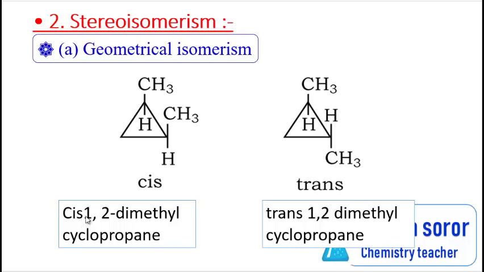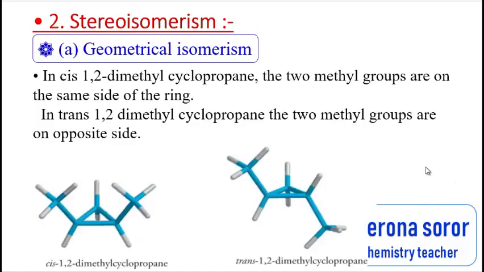In the cis isomer, the two methyl groups are in the same direction. In the trans isomer, the two methyl groups are in opposite directions. In cis 1,2-dimethyl cyclopropane, the two methyl groups are on the same side of the ring. In trans 1,2-dimethyl cyclopropane, the two methyl groups are on opposite sides of the ring.